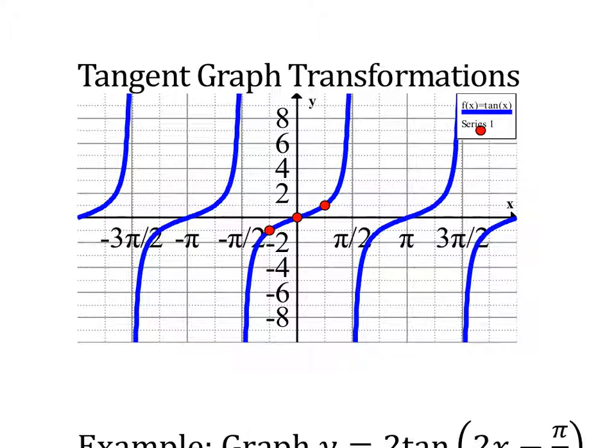To start off with, we need to familiarize ourselves with a regular tangent graph, or what I've called a fundamental period of a tangent graph. So the fundamental period of a tangent graph has a vertical asymptote at negative pi over 2 and another vertical asymptote at positive pi over 2. And then we have these important points. We have negative pi over 4, negative 1, 0, 0, and then pi over 4, positive 1. When we talk about any of our transformations, we're always going to talk about transforming these two vertical asymptotes and then these three important points.